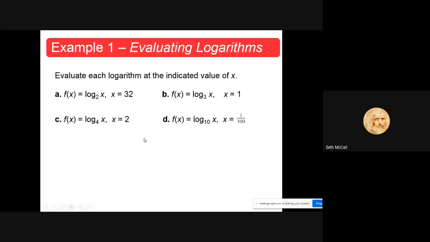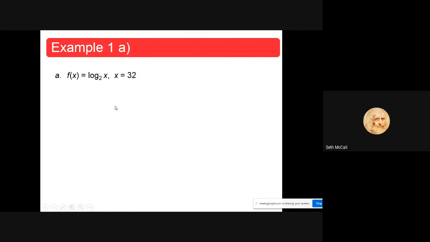So this is example 1. I'm going to have you evaluate each logarithm at the indicated value of x. So for part A, we want to take f of x equals log base 2 of x, and we want to substitute 32 in for x and then solve it. So this is the original problem that we start with. We then proceed to just substitute 32 in for x.